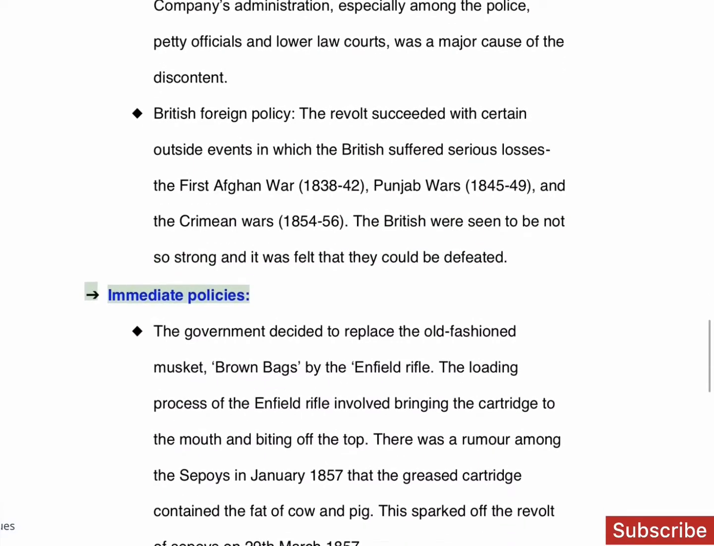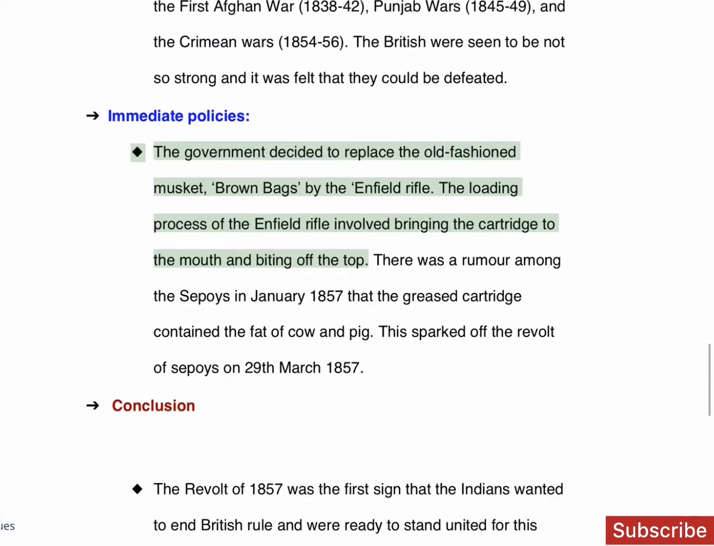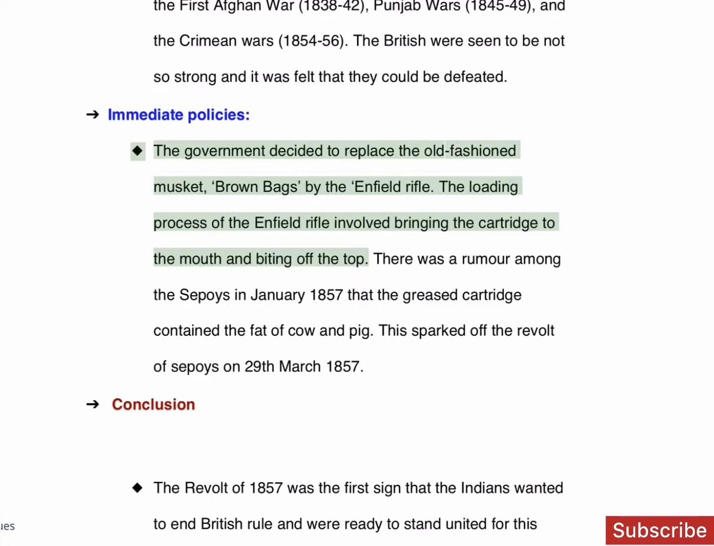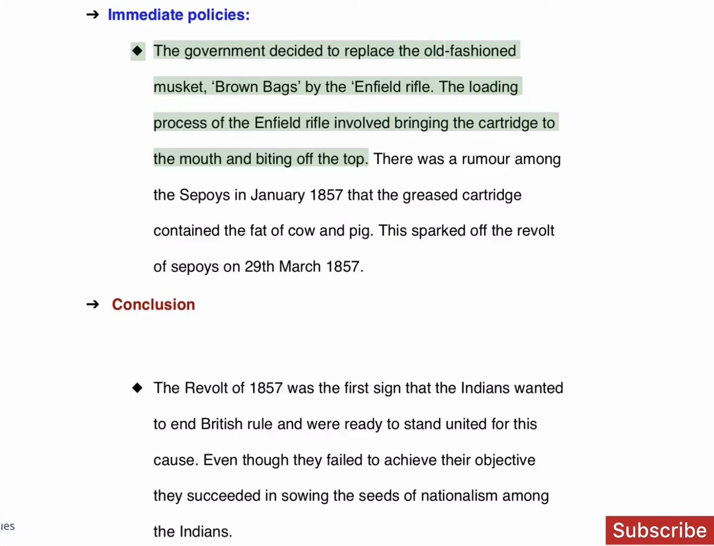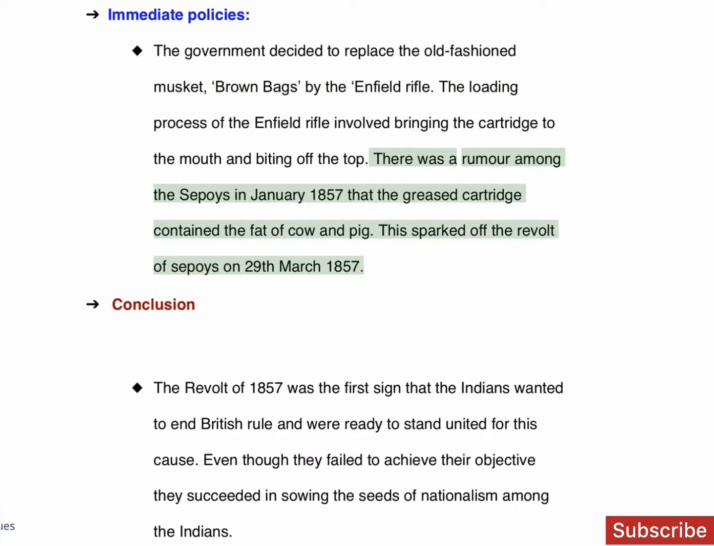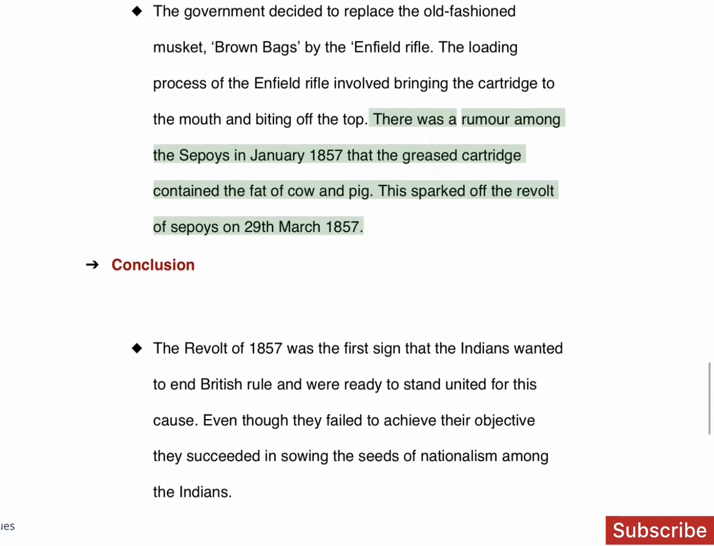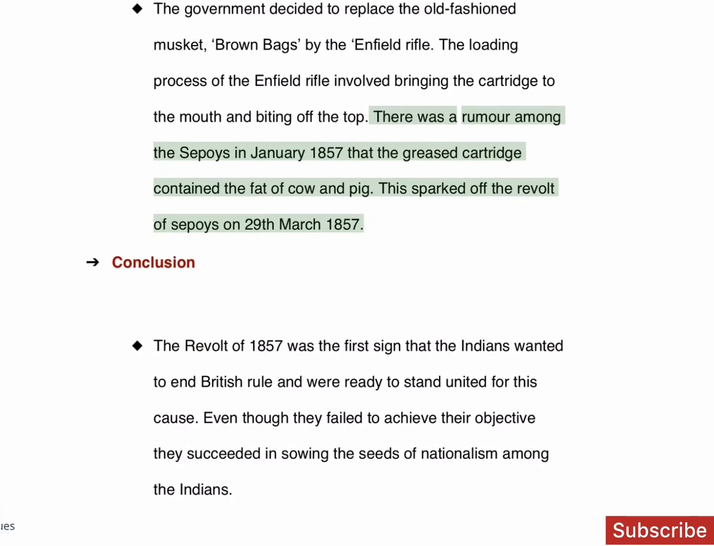Immediate policies. The government decided to replace the old-fashioned Brown Bess musket with the Enfield rifle. The loading process of the Enfield rifle involved bringing the cartridge to the mouth and biting off the top. There was a rumor among the sepoys in January 1857 that the greased cartridge contained the fat of cow and pig. This sparked off the revolt of the sepoys on 29th March 1857.